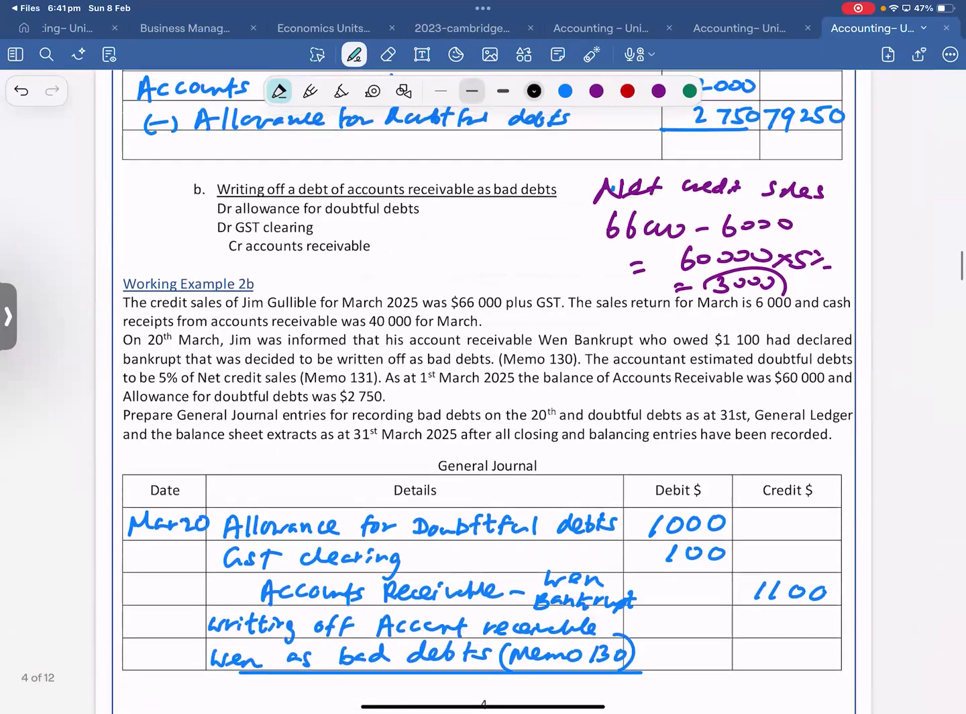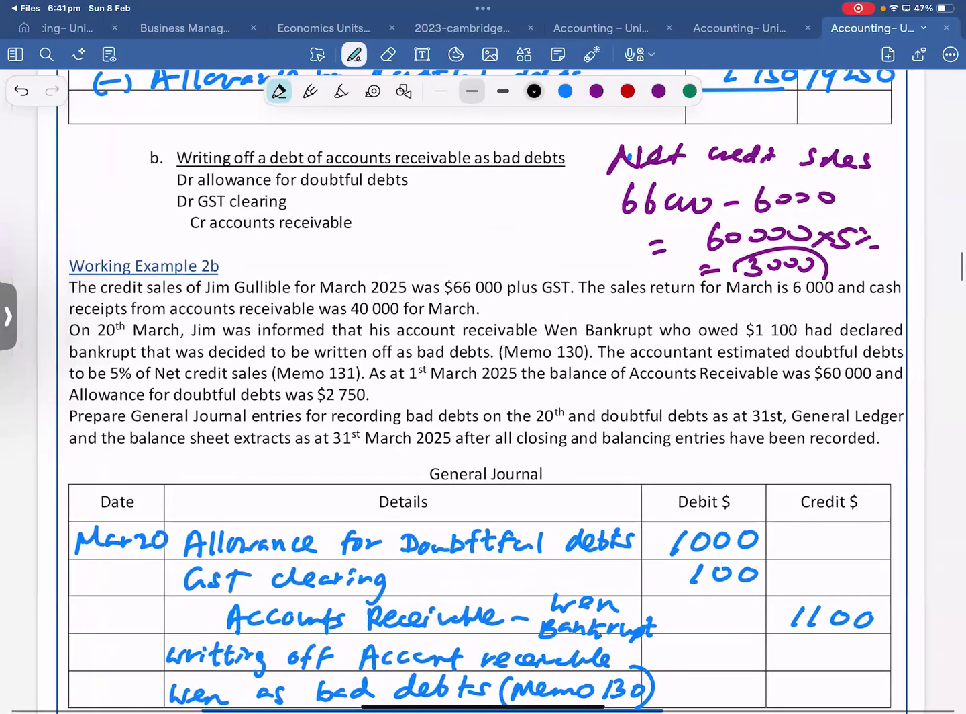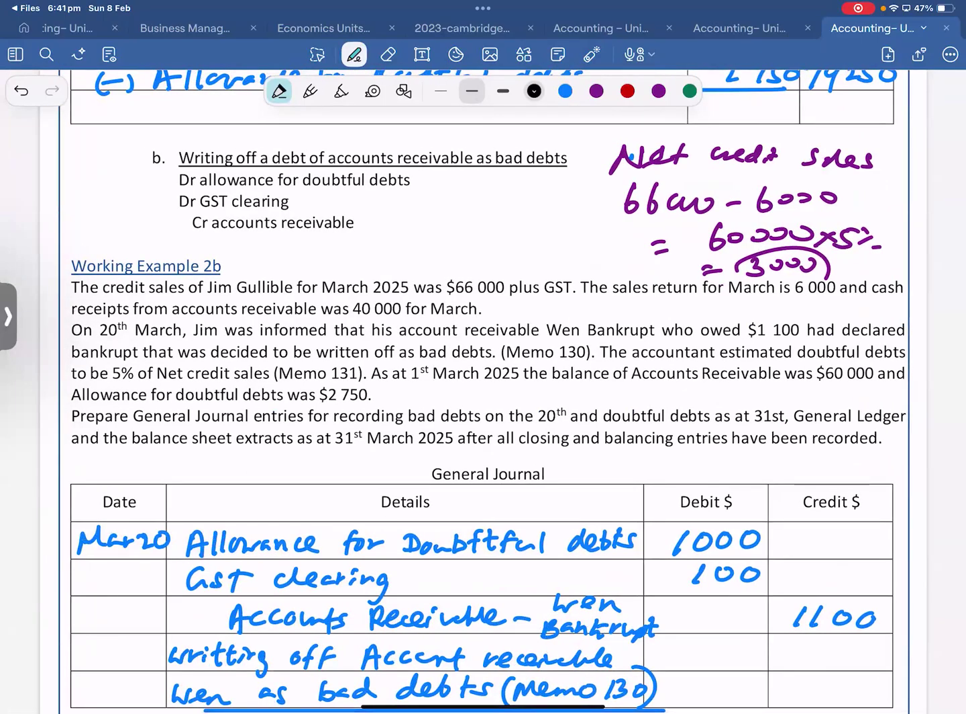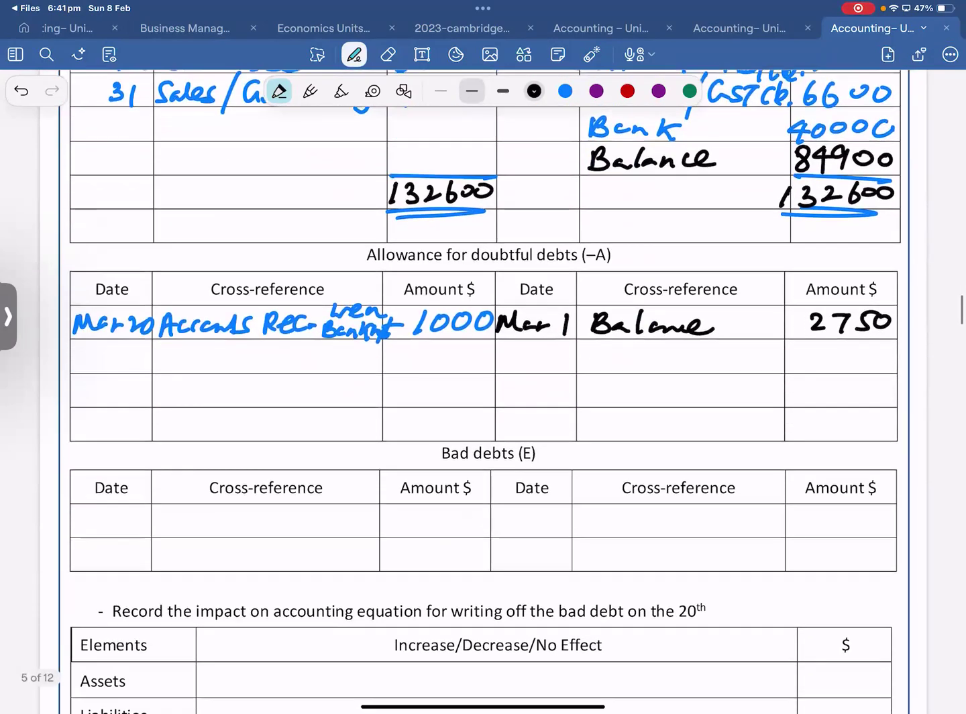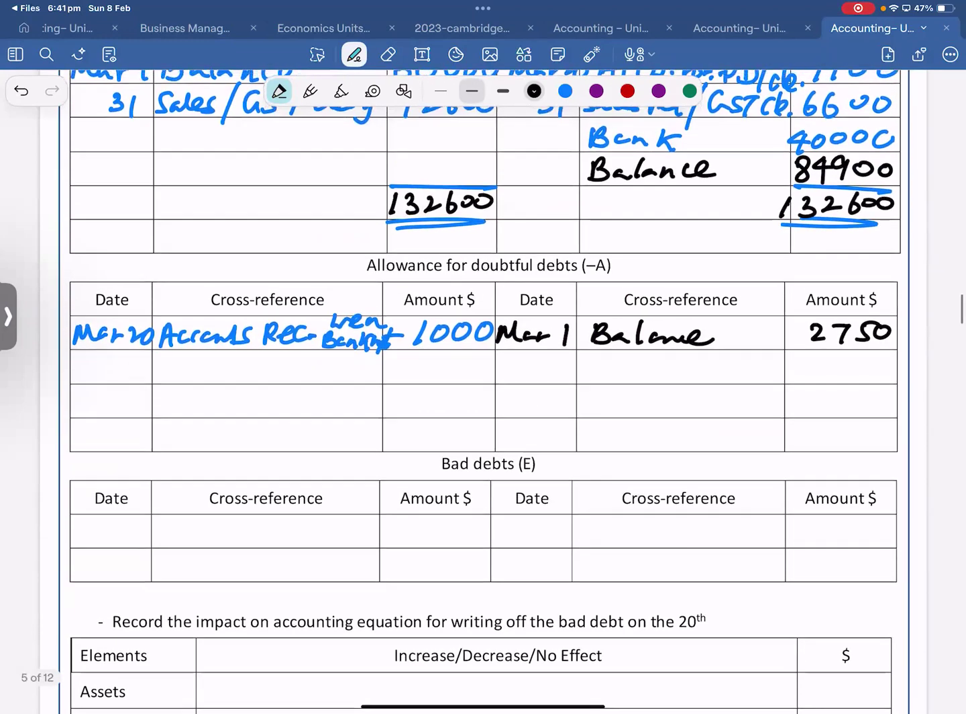Okay, guys. Then what is happening? Now we calculated the net credit sales. How much? 60,000. 5% of that is 3,000. Yes. Now what are we doing, guys? No, 60,000 was net credit sales. Yes, net credit sales 60,000. 5% of that is 3,000. Then what do we do with the 3,000, guys?